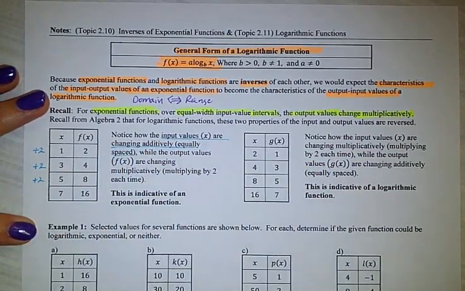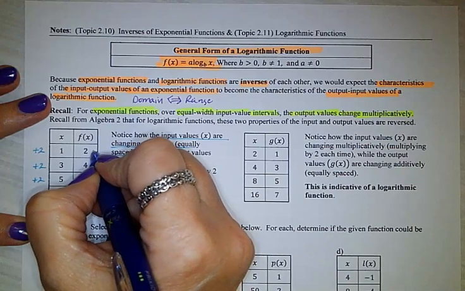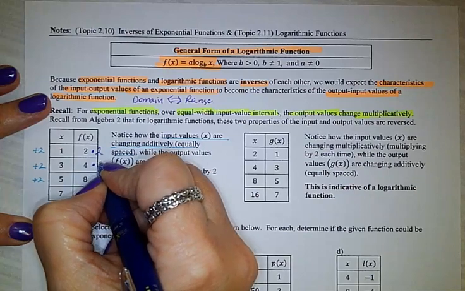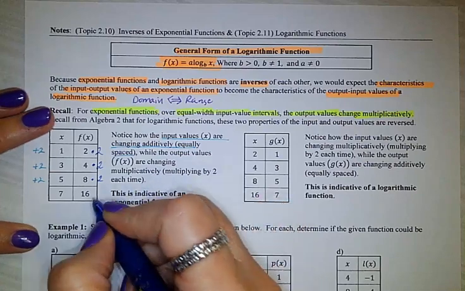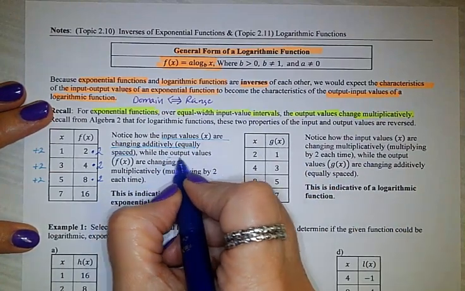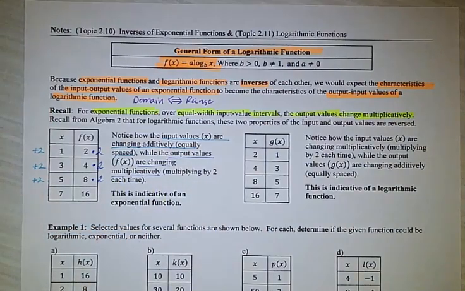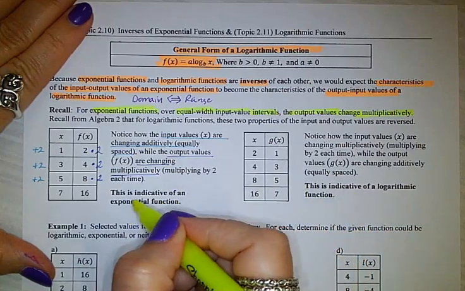That's equally spaced. But if I look over at this side, I could do times 2, and that gives me my 4, times 2, and that gives me my 8, times 2, and that gives me my 16. So the output values are changing multiplicatively. We multiply by 2 each time, where here we add 2 each time. So this is the basic behavior characteristic for an exponential function.